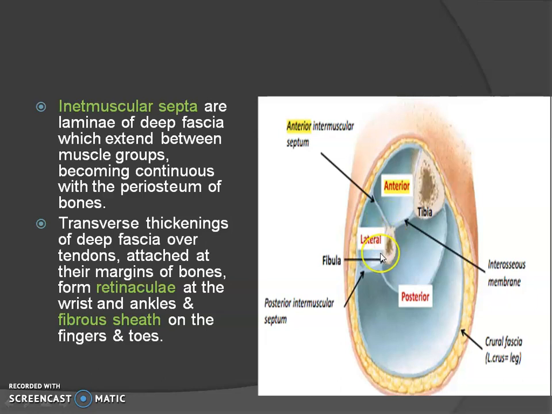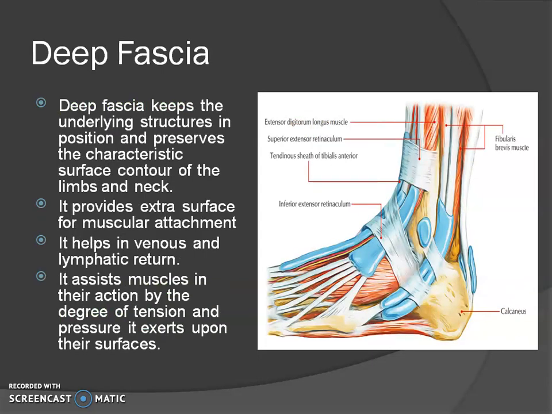Transverse thickenings of deep fascia over tendons attached at their margins to bones form retinacula at the wrist and ankles, and fibrous sheaths on the fingers and toes. Here you can see the flexor and the extensor retinaculum, the inferior one, and this one is the superior one. Both are deep fascial in origin.